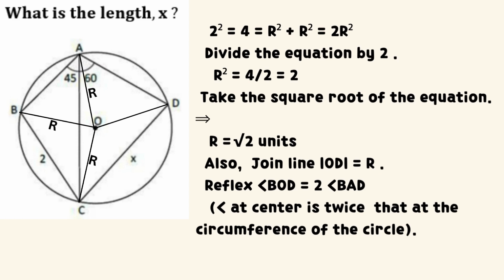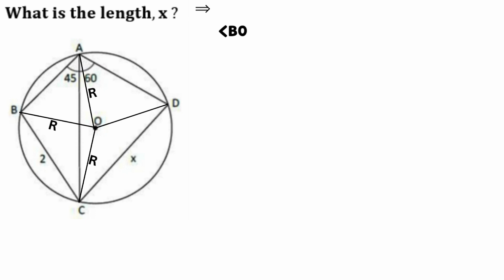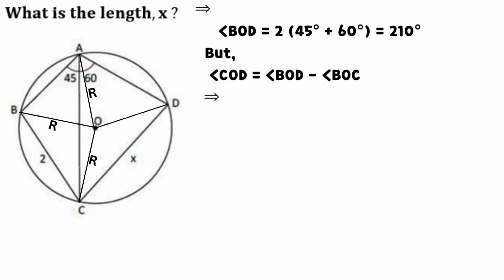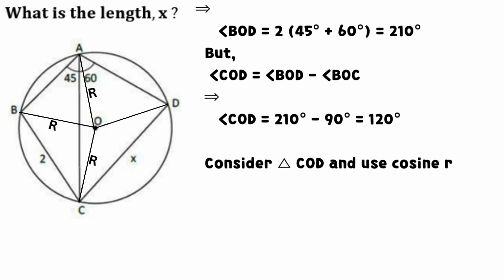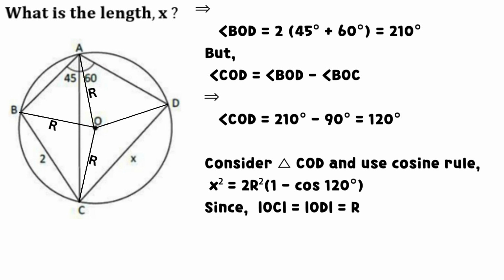Also, join line OD, which equals r. Reflex angle BOD equals 2 times angle BAD. It is because the angle at the center is twice that at the circumference of the circle. Angle BOD equals 2 times the sum of 45 degrees and 60 degrees, which equals 210 degrees. But angle COD equals angle BOD minus angle BOC. Angle COD equals 210 degrees minus 90 degrees, which equals 120 degrees.